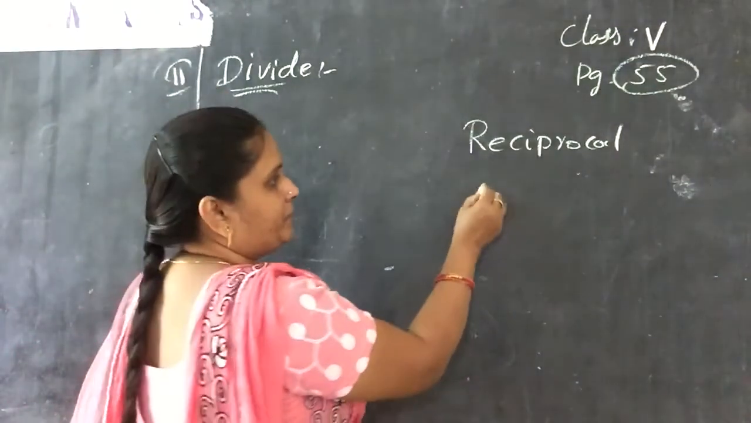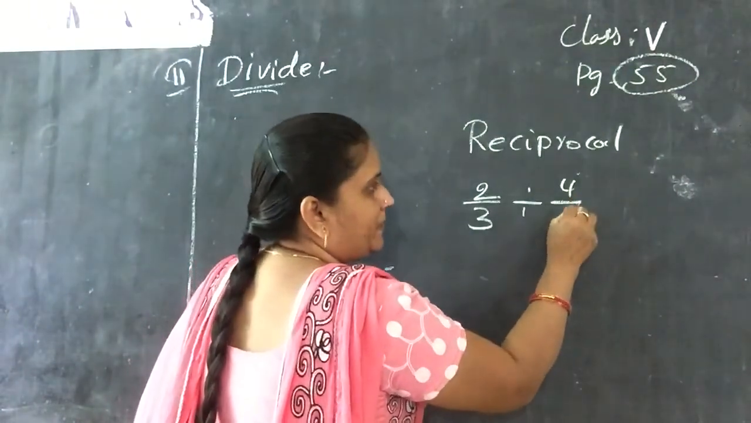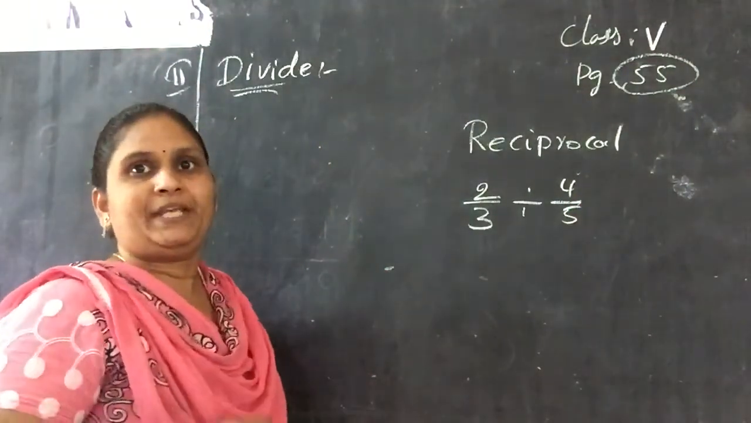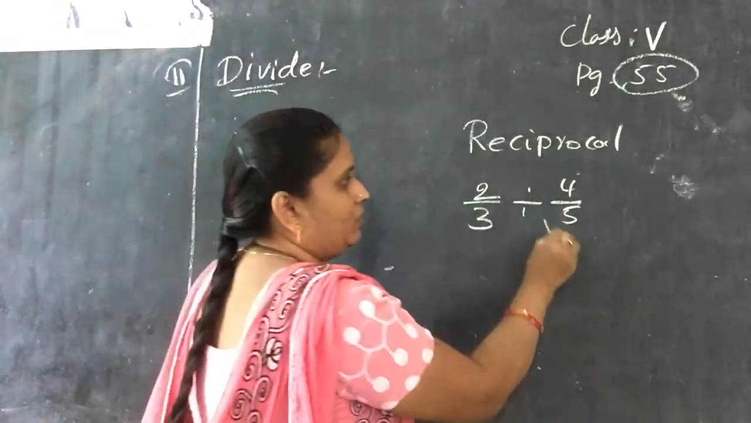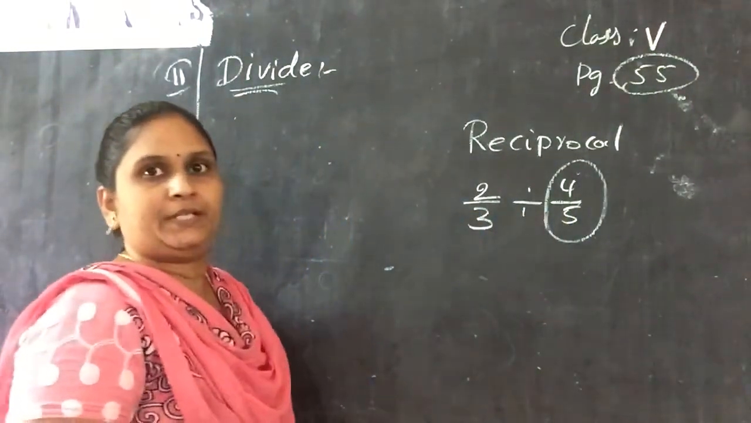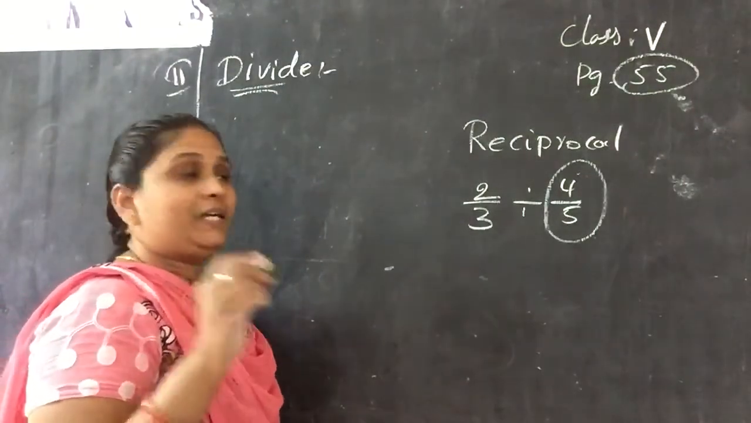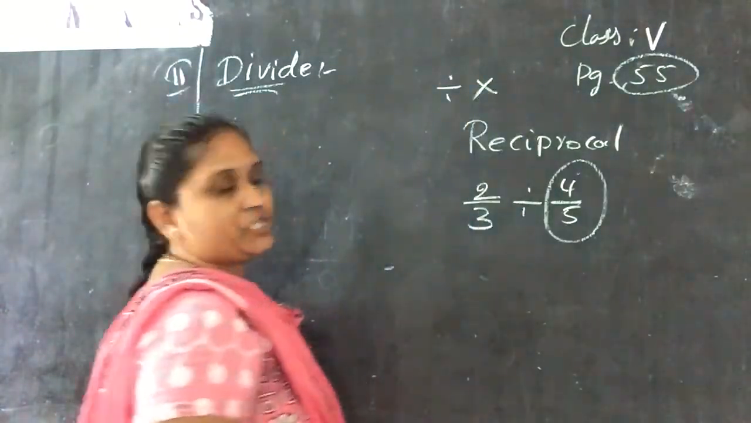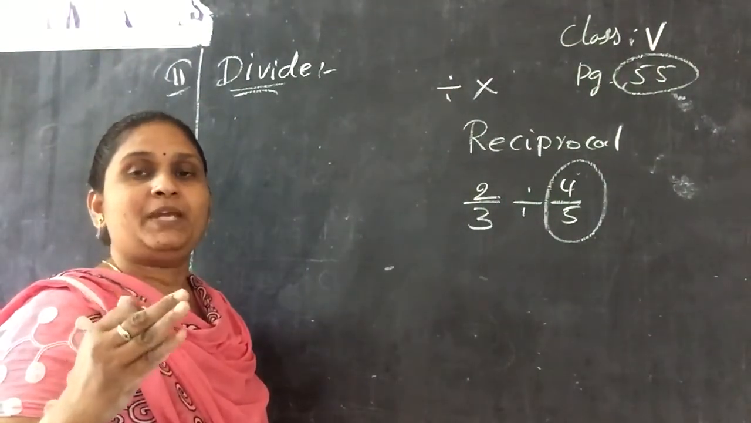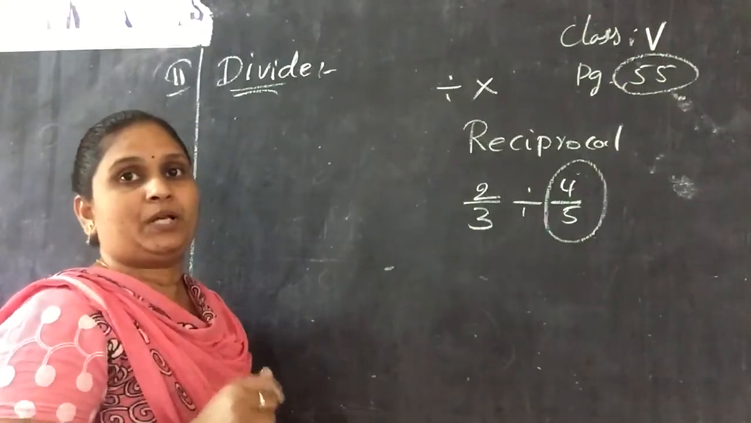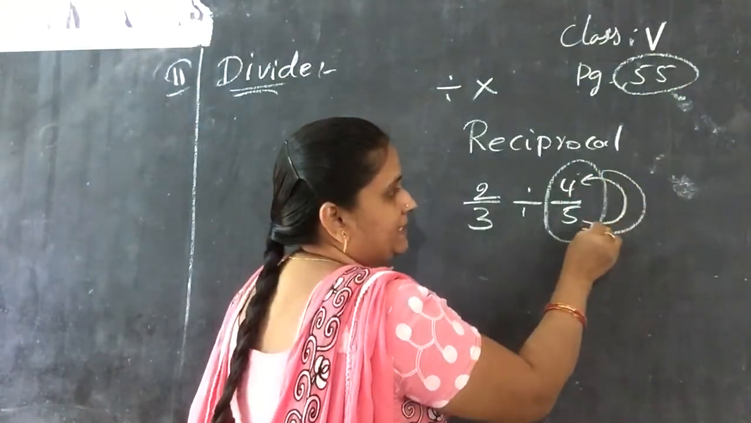See, for example, 2 by 3 divided by 4 by 5. The first word I said: the right side fraction. What is that? 4 by 5, isn't it? This is in your right hand corner. So to convert the division into multiplication, the right side fraction has to be converted into its reciprocal. Reciprocal means the numerator's place gets the denominator and the denominator's place gets the numerator.